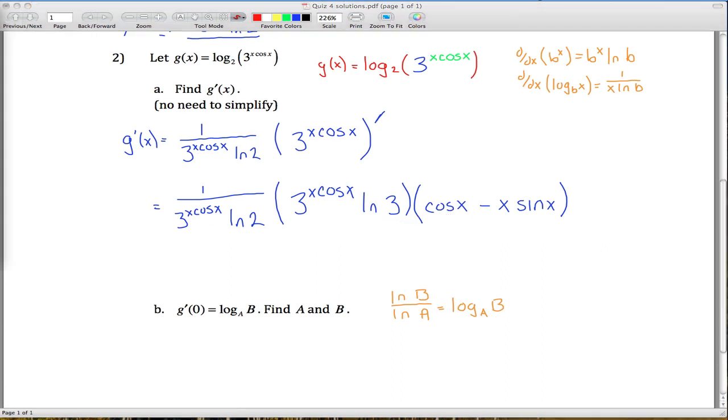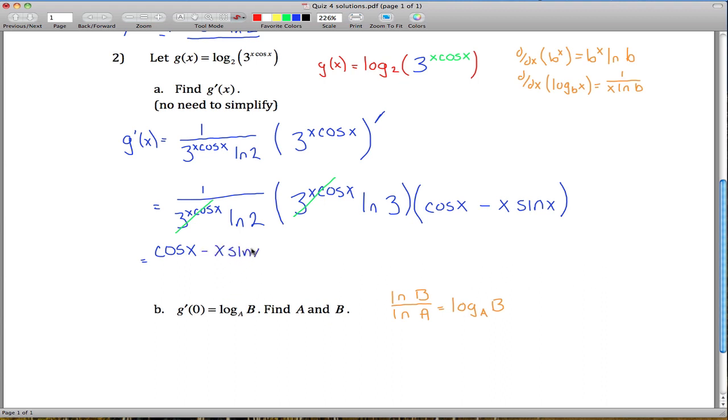However, if you really want to, you can cancel out this 3 to the x cosine x with this 3 to the x cosine x, and then it can be written a little neater as cosine x minus x sine x times natural log of 3 divided by natural log of 2. But again, this second to last line is perfectly fine. This is just as good as this line since I said no need to simplify.